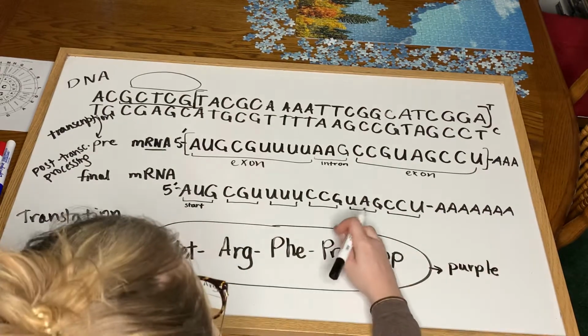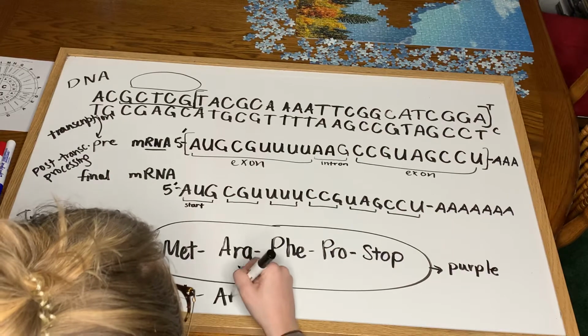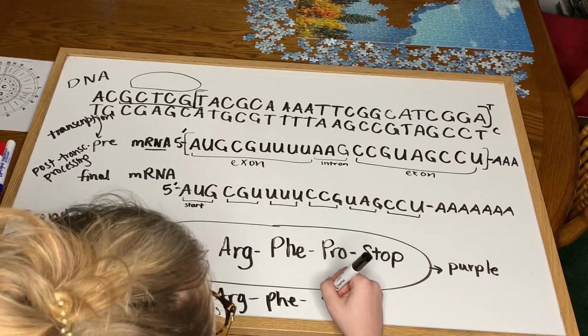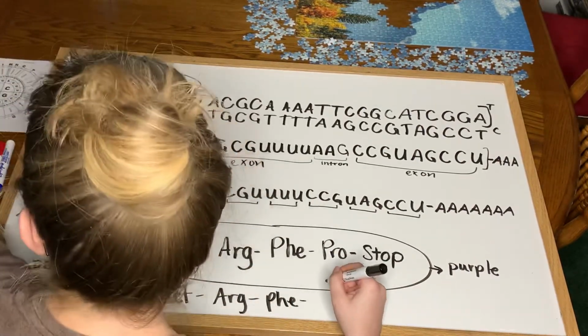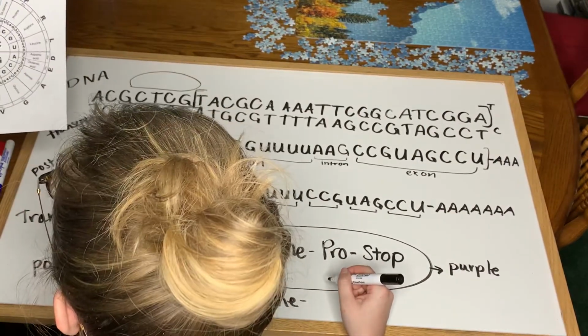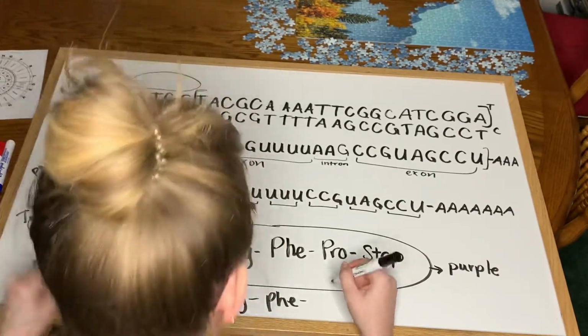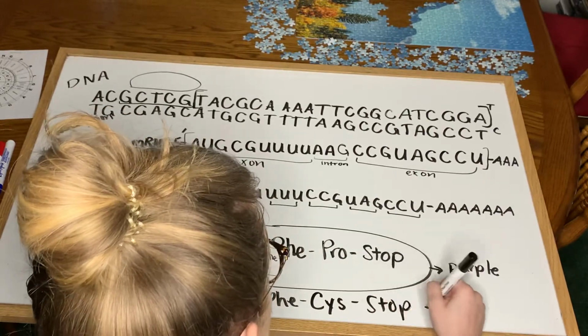If, let's say, you had gotten methionine, arginine, phenylalanine, cysteine. Sometimes I feel like I make these up. Nope, cysteine is one of them. And then stop. Maybe this gives you pink flowers.